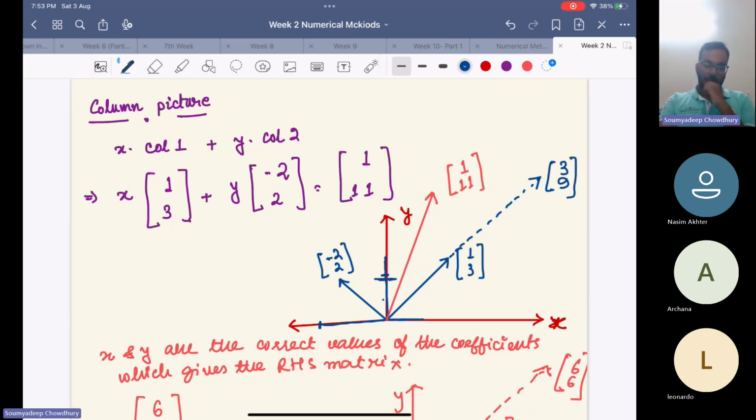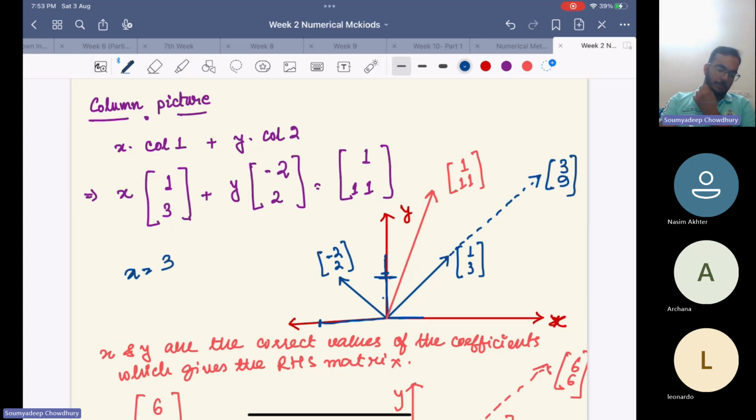Now (3, 9), and we have another vector (-2, 2). If I just add these two vectors, 3 and -2 is 1, 9 and 2 is 11. So we get the vector (1, 11). So here x is equal to 3 and y is equal to 1, which we can tell just from the graphical picture. So using this column picture, we can find the correct set of coefficients which, when multiplied to the individual columns of the matrix, gives rise to the correct RHS matrix.